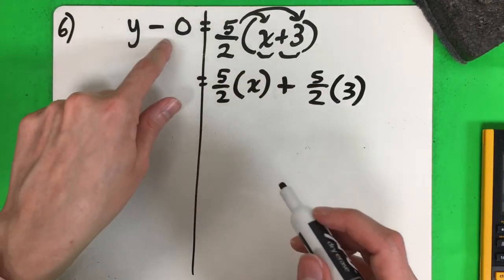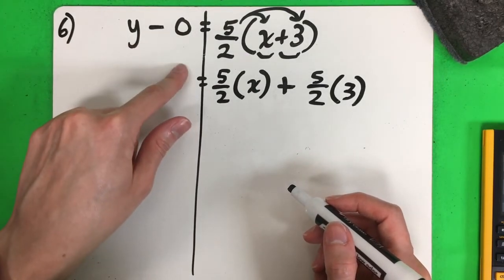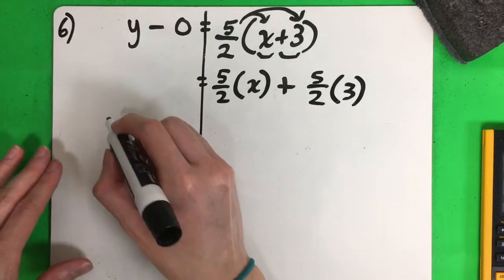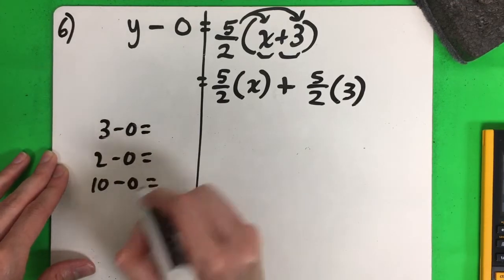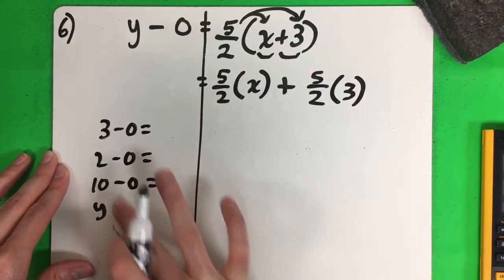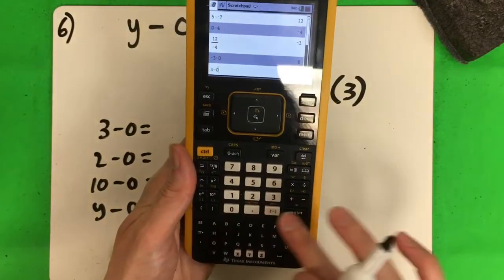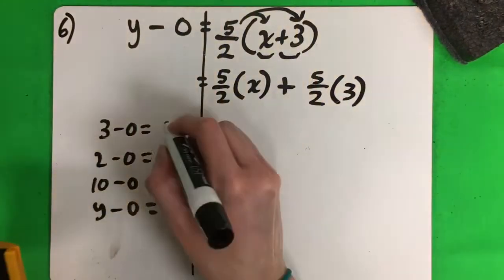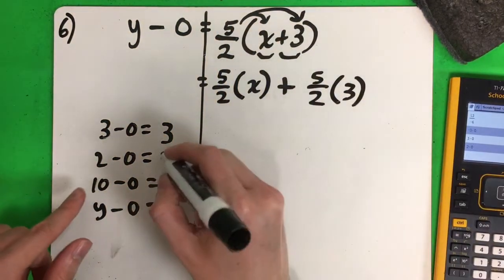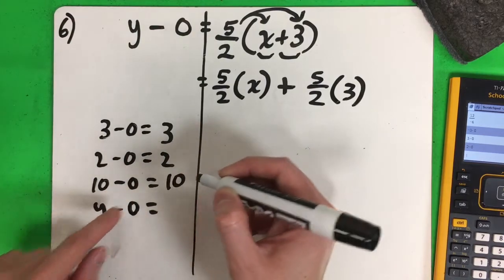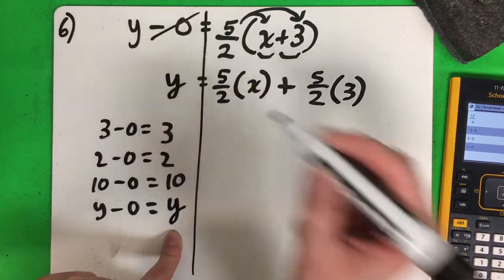Equals y minus 0. What is anything minus 0? Let me just show you. If I have 3 minus 0, 2 minus 0, 100 minus 0. Let's put this in the calculator just to see what the answer will be. So 3 minus 0 is 3. 2 minus 0 is 2. 10 minus 0 is 10. So y minus 0 is y. So basically this cancels and you get y here.